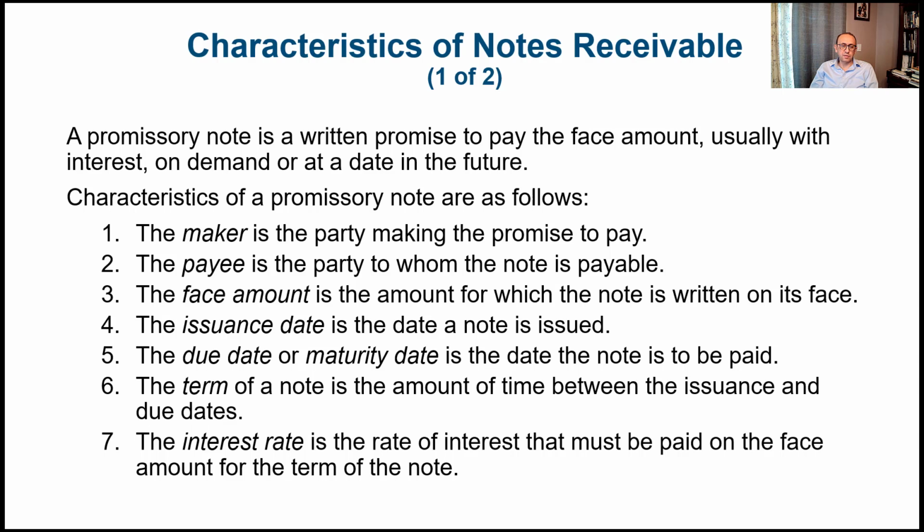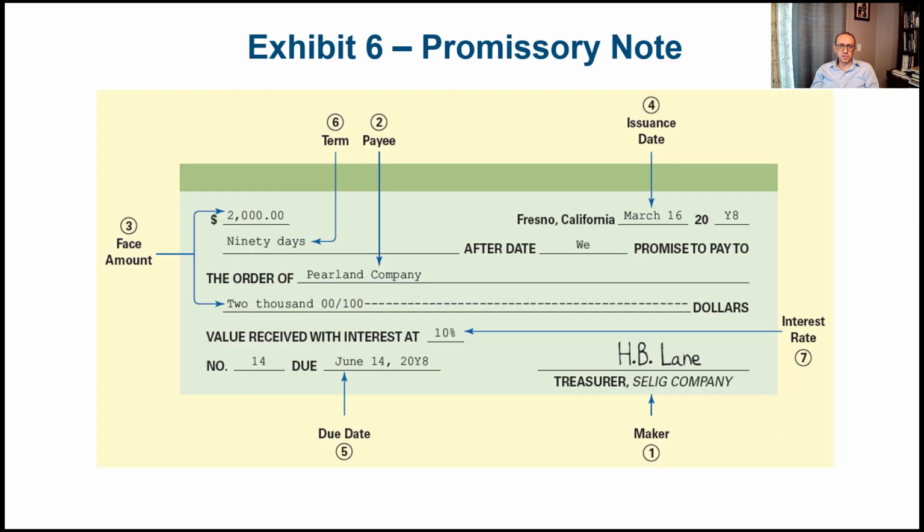So if the note is only good for 90 days and the interest is 10%, that doesn't mean that it's going to pay 10% for the 90 days. No, it's 10% for the year, and you have to multiply it by a fraction, which is 90 divided by 360, or 3 months out of 12 months. So the interest rate that is stated on the note is always an annual rate that needs to be adjusted. And here we have an example of a note.